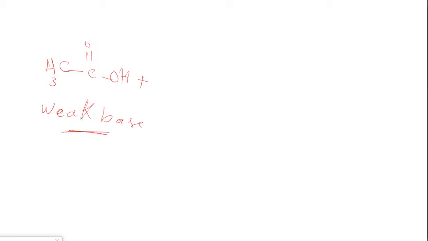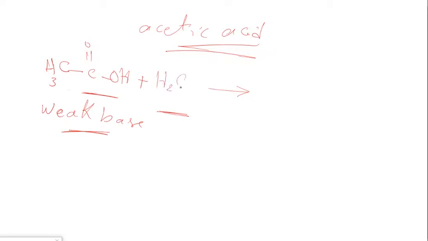Why is it a weak base? For the second example, we will be looking at acetic acid. Acetic acid has the ability to act as a base or as an acid according to the other substances that exist in the solution. Something like acetic acid in the presence of sulfuric acid, H2SO4, we know that H2SO4 is a strong acid.